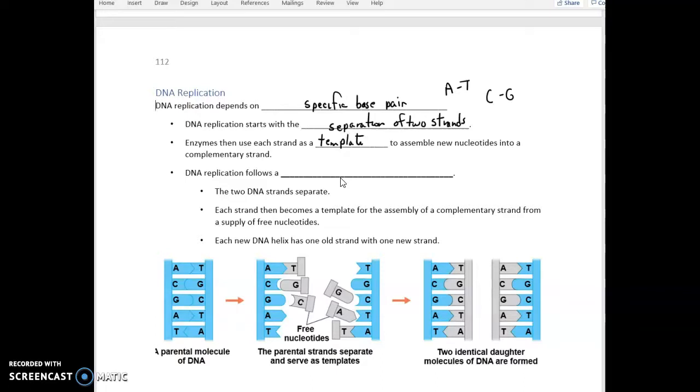So DNA follows a semi-conservative model because of the new strands, one will be old and one will be new.